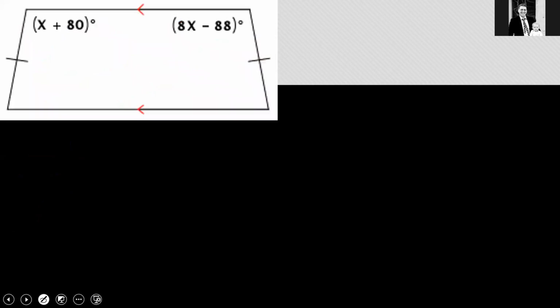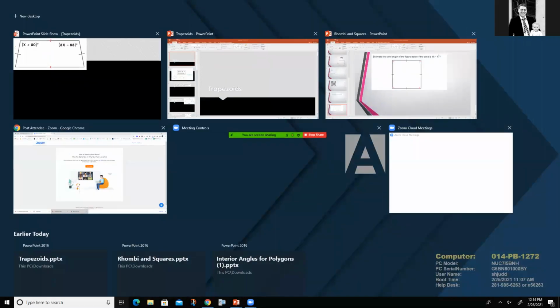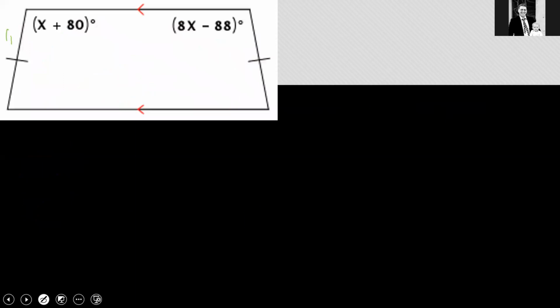Let's look at this one. Now, again, this is isosceles, right? This is isosceles. So we can say that they're congruent. So x plus 80 equals 8x minus 88.